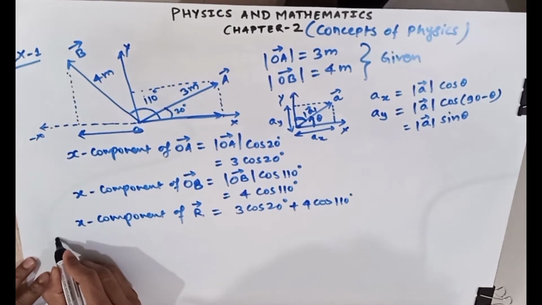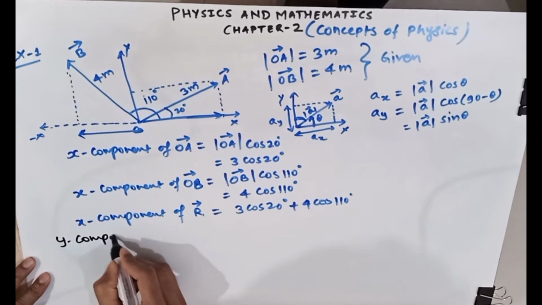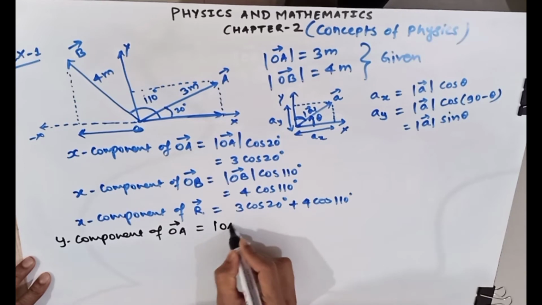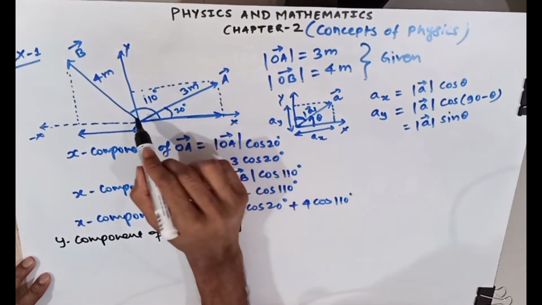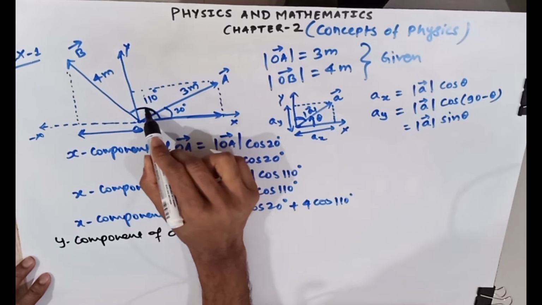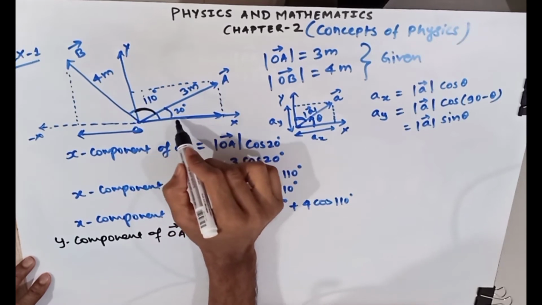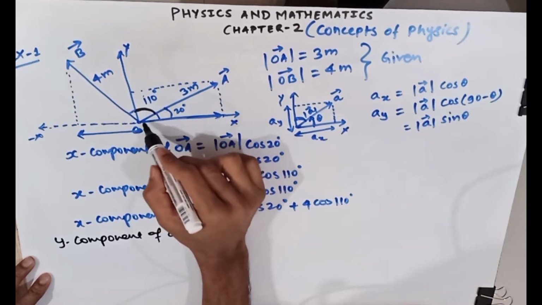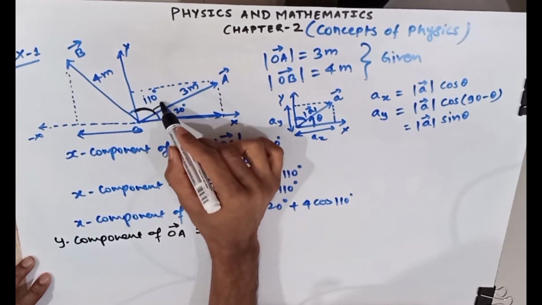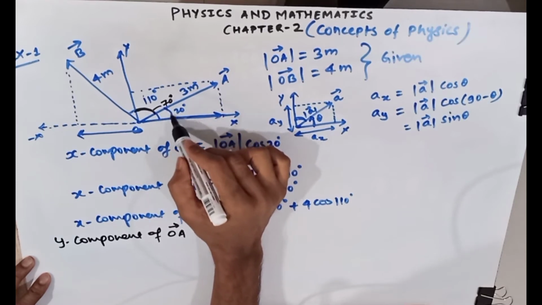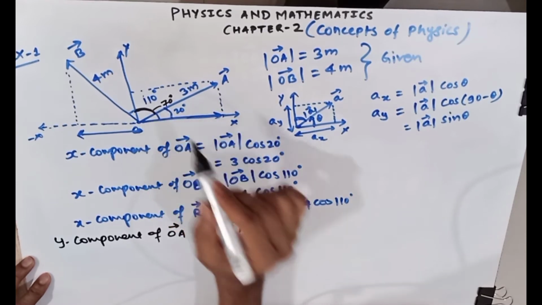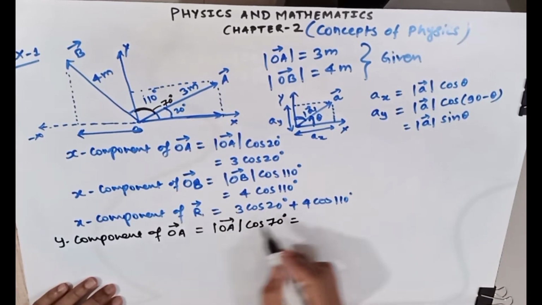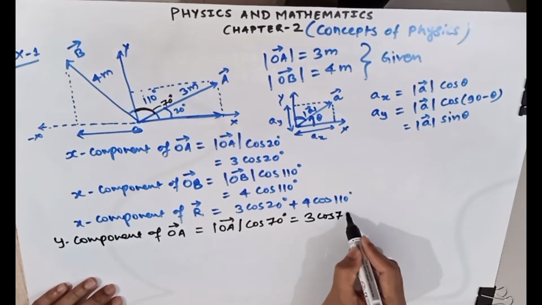Similarly, we can find the y component. The y component of OA will be the magnitude of OA times the cosine of the angle made with respect to the y-axis. Here it is making an angle of 20 degrees with the x-axis. Now we need to find the angle made with the y-axis. So this OA is making an angle of 70 degrees, because 20 degrees it is making with the x-axis, so the remaining angle must be 70 degrees. And cos 70 degree, this is nothing but 3 cos 70 degree.